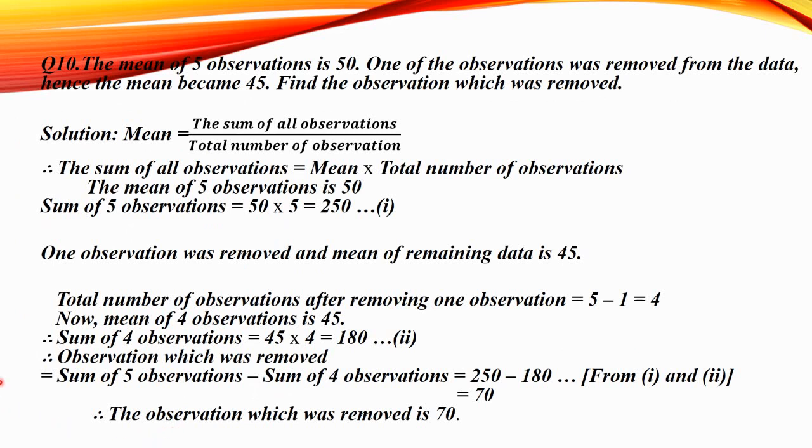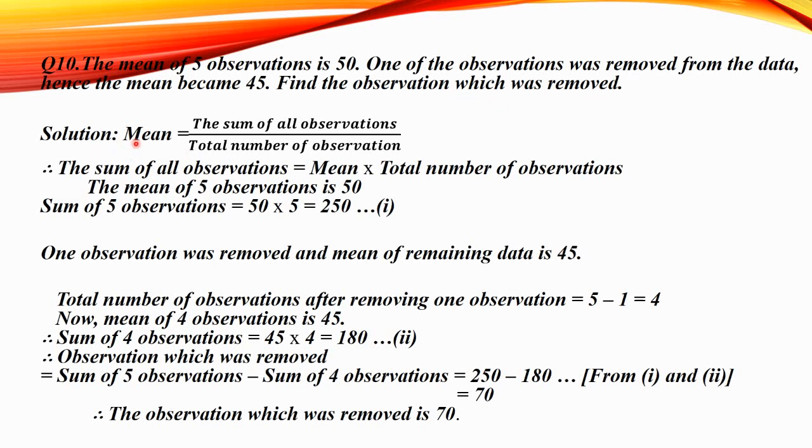We move on to question number 10. The mean of 5 observations is 50. One of the observations was removed from the data. Hence, the mean became 45. Find the observation which was removed.